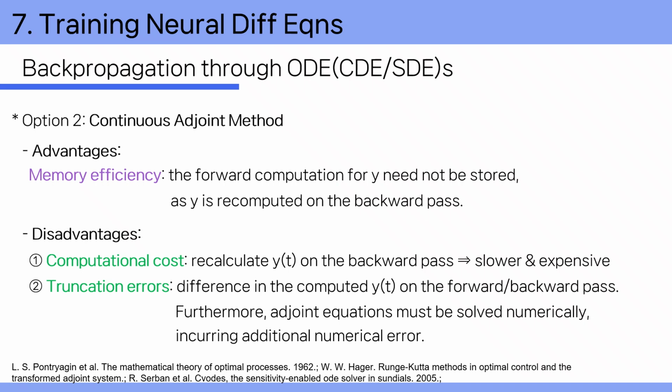But there are trade-offs. First, it is more computationally expensive because we have to recalculate y during the backward path. Second, we introduce truncation error since the forward and backward solutions for y may not perfectly match. And finally, the adjoint equation itself must be solved numerically, which brings in additional numerical error.